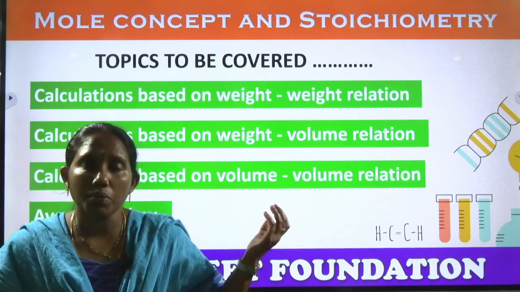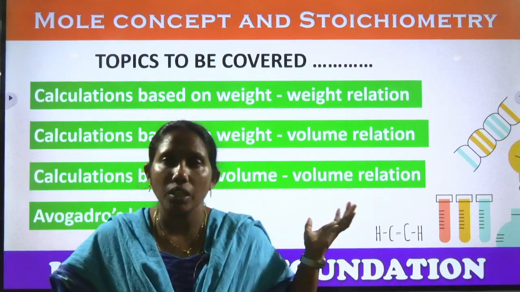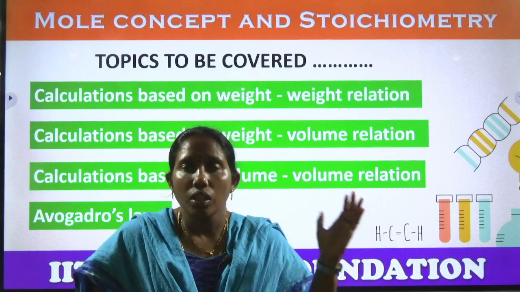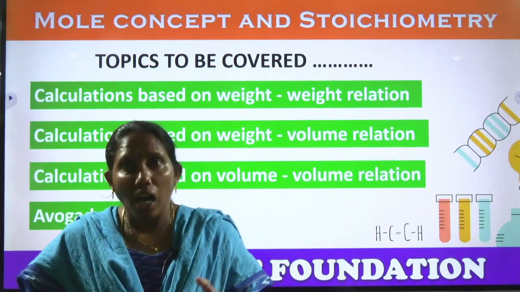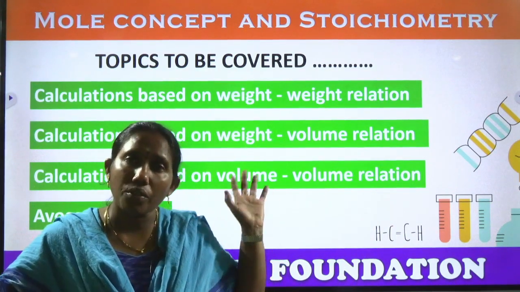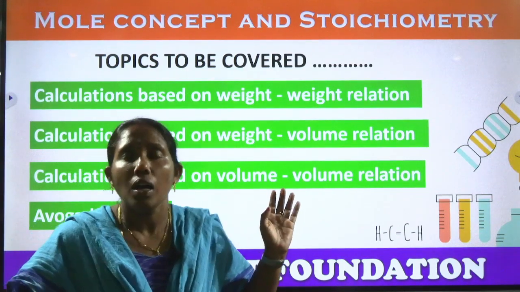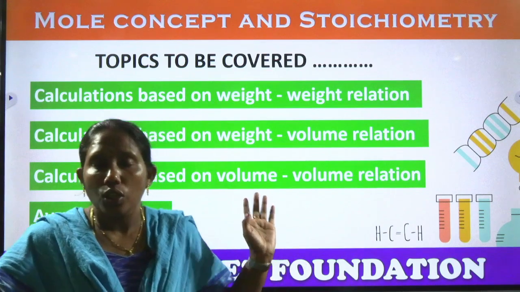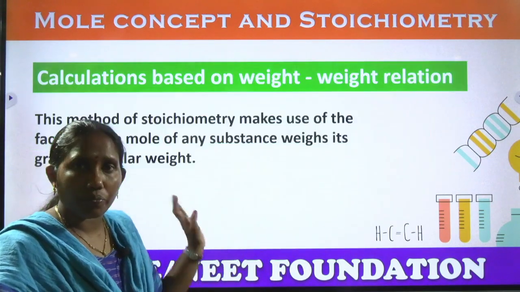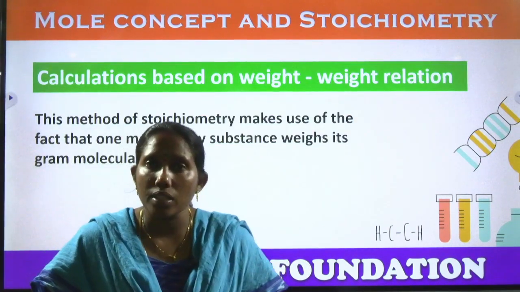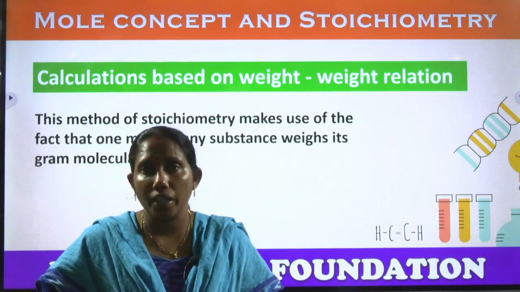So in today's video we are going to cover some calculations where a chemical reaction is given, and we calculate based on the weight relationship, weight-volume relationship, volume relationship and Avogadro's law. Okay, let us start our video today. So the first one is calculations based on weight relationship.